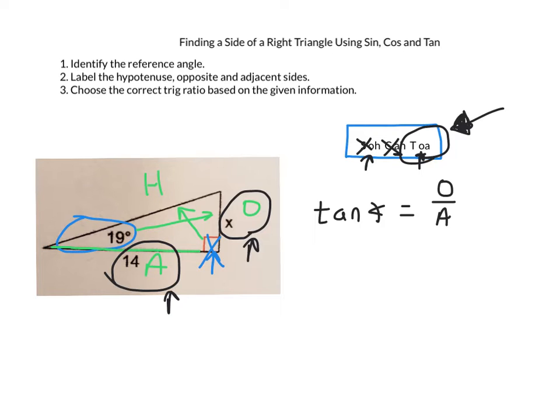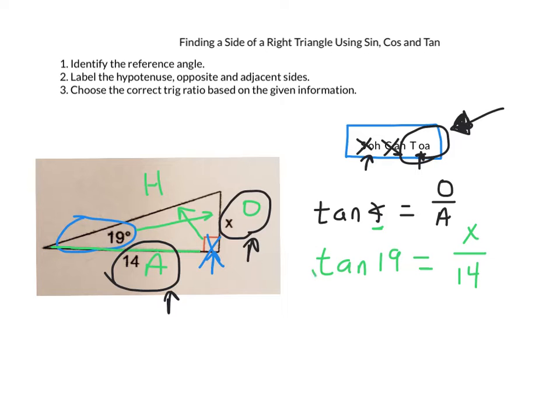So did it give us the angle measure? Yes, it did. It told us that the angle is 19. Copying the equal sign, copying the fraction bar, our opposite is x, our adjacent is 14. All right, so our goal now that we have an equation is to get the x by itself.